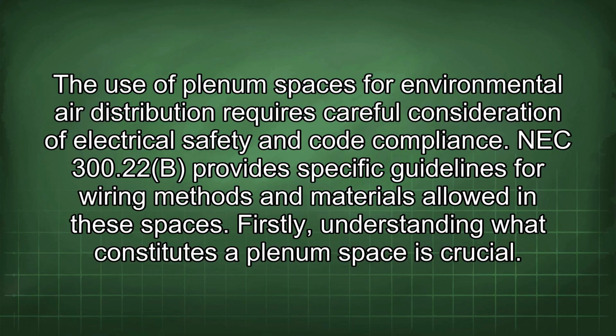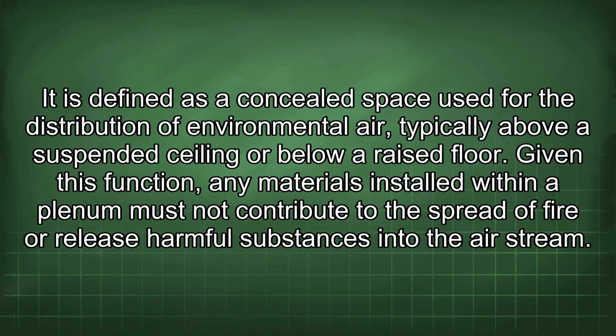NEC 300.22(B) provides specific guidelines for wiring methods and materials allowed in these spaces. Firstly, understanding what constitutes a plenum space is crucial. It is defined as a concealed space used for the distribution of environmental air, typically above a suspended ceiling or below a raised floor. Given this function, any materials installed within a plenum must not contribute to the spread of fire or release harmful substances into the airstream.